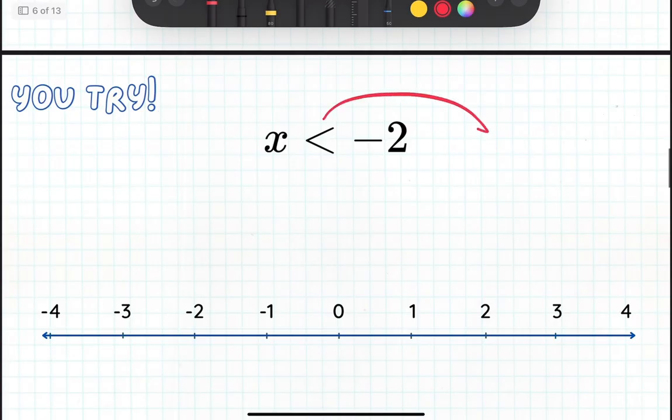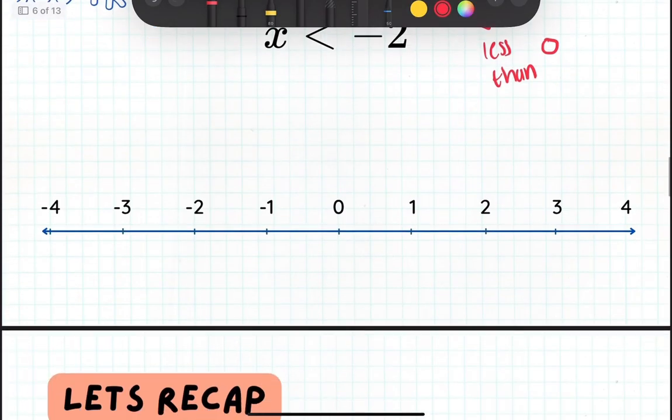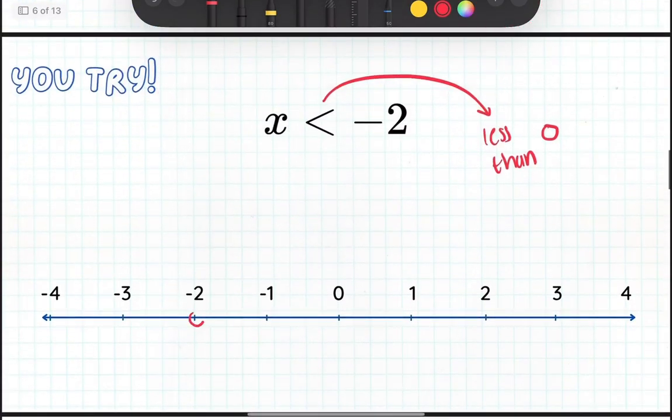Here we have x is less than -2, which means we're only going to have an open circle because it doesn't have that line underneath. So I'm going to place that open circle at -2, and then I'm going to face it this way towards the numbers that are less than -2.